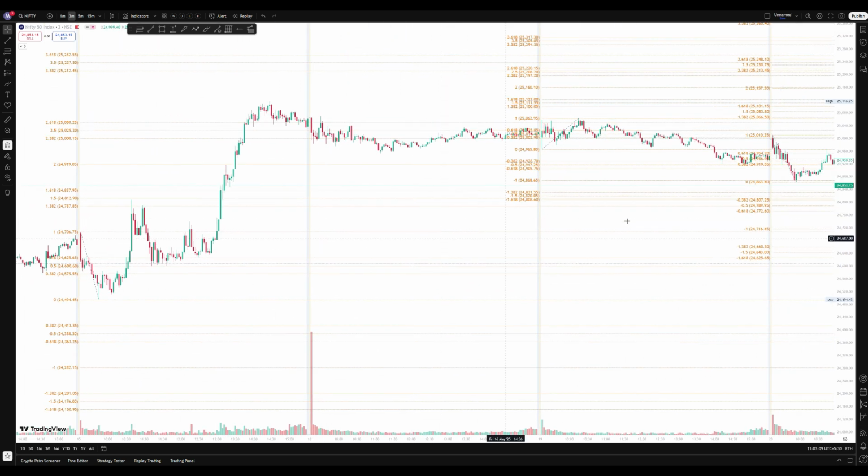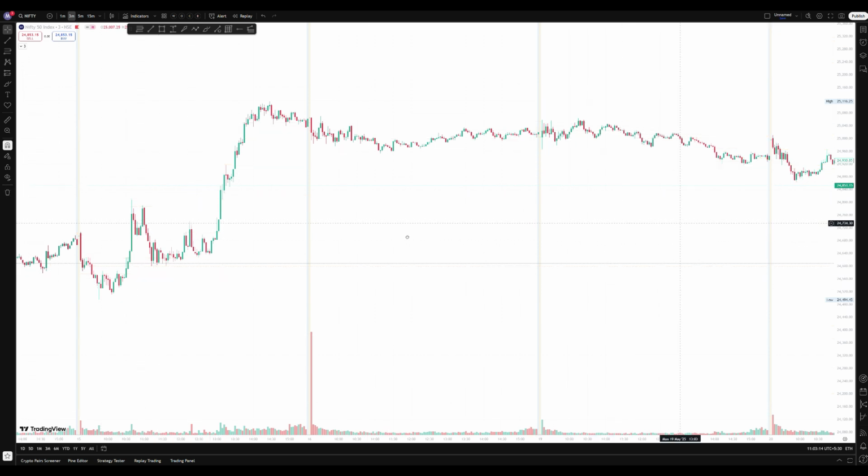You can test these levels in the live market and then decide to take trades on this basis.